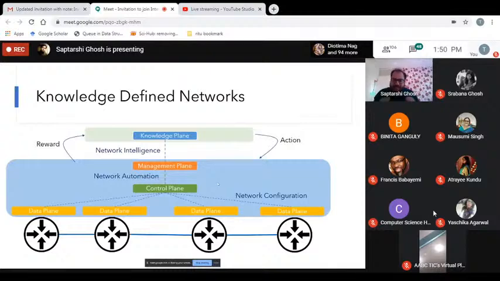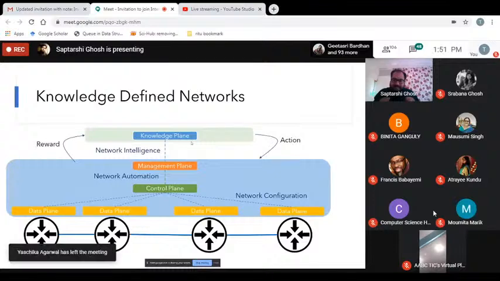The same way the future networks will behave. The knowledge plane will behave like something we call the agent. And the rest of the network will behave like something called the environment. The agent will perceive information from the environment, take a decision based on it, and take some action based on it.